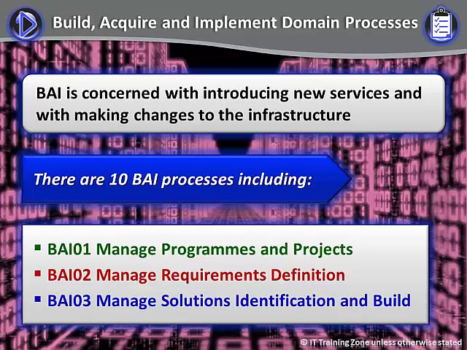Now we'll move on to the 10 processes in the BAI domain. This domain is concerned with introducing new services, with making changes to the infrastructure, and so on. The first 3 processes are BAI 01, Manage Programs and Projects; BAI 02, Manage Requirements Definition, that is, the business requirements for a new service; BAI 03, Manage Solutions Identification and Build. This includes the design and development or procurement of a service solution that meets the requirements identified in process BAI 02.